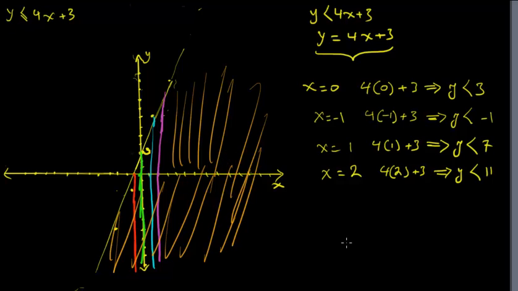Now let's graph another inequality. Let's say we have y is greater than minus x over 2 minus 4. An easy way to look at this inequality is to consider it as an equation and then graph it. Let's see how it works.